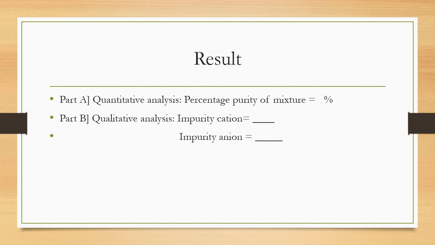So here we end the entire analysis, that is quantitative analysis and qualitative analysis. In quantitative analysis we are reporting percentage purity, and in qualitative analysis by the wet test method, we are detecting the impurity cation and impurity anion.